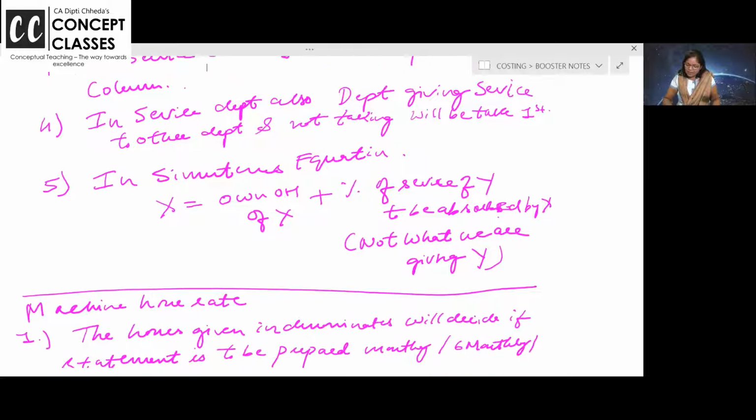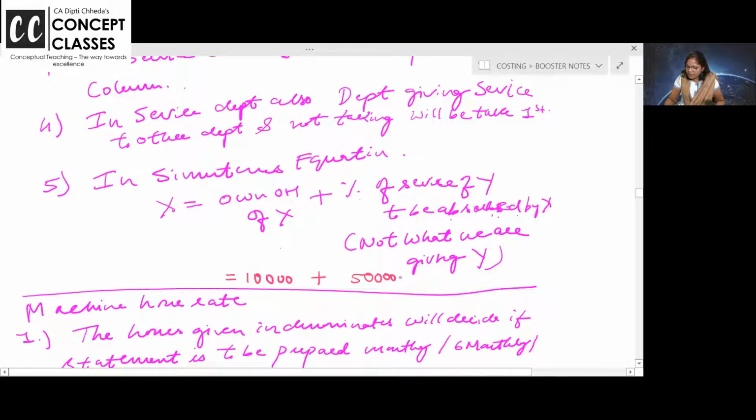In simultaneous equation, X department's own overhead, equation banane mein galti nahi karna. X department's own overhead plus percentage of service of Y to be absorbed by X, not what we are giving to Y. I hope you are getting. Ye maine isliye banaya. When I teach in the class, students say we have understood. When I give homework, they make reverse equations. X ka own overhead is 10,000 rupees. And Y ka percentage of service of Y to be absorbed by X. Y's overhead is 50,000.